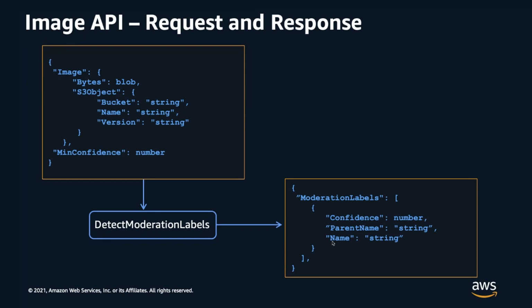Once this image is submitted to the Detect Moderation Labels API, you get a JSON output where you get moderation labels. Each label has a name, confidence, and also the parent name, which really shows you where it is in the hierarchy.